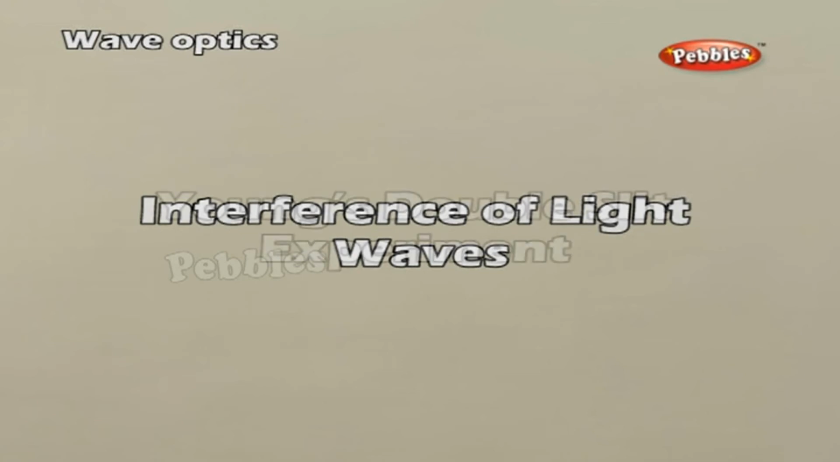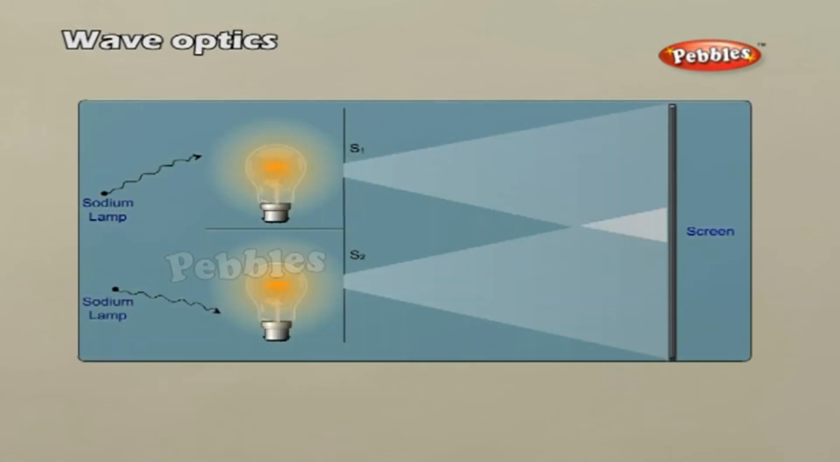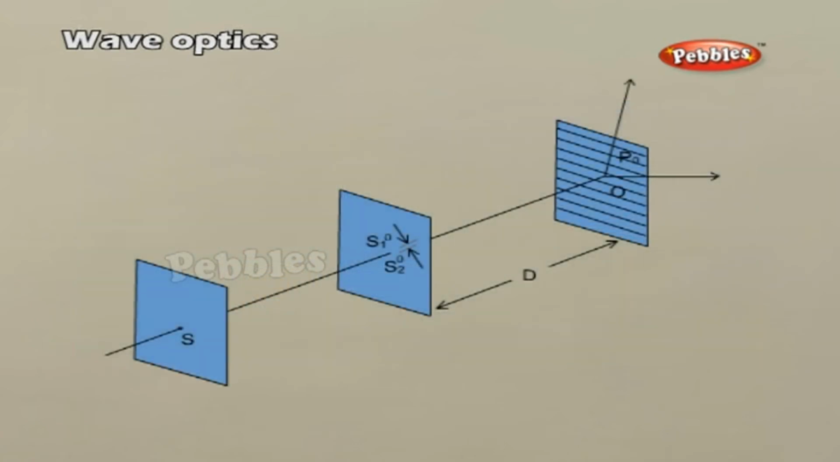Interference of light waves. Young's experiment. If we use two sodium lamps illuminating two pinholes, we will not observe any interference fringes. This is because the light wave emitted from an ordinary source undergoes abrupt phase changes in times of the order of 10 to the power minus 10 seconds. Thus, the light waves coming out of two independent sources will not have any fixed phase relationship and would be incoherent.